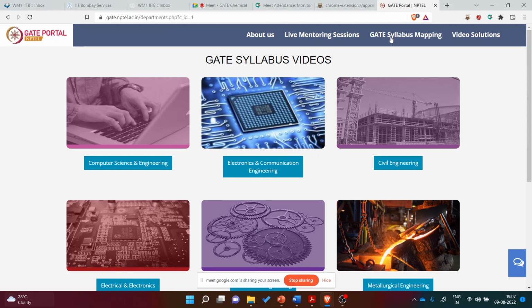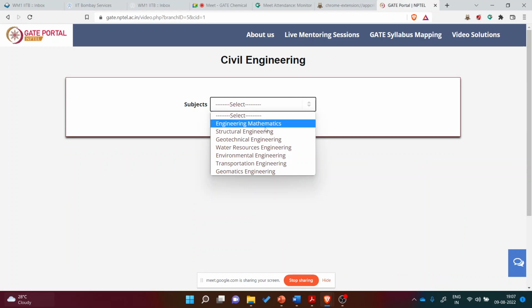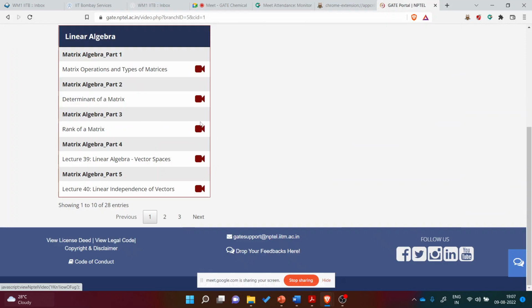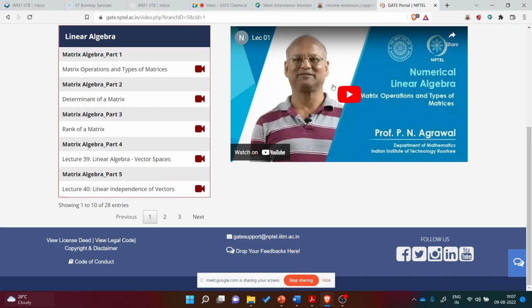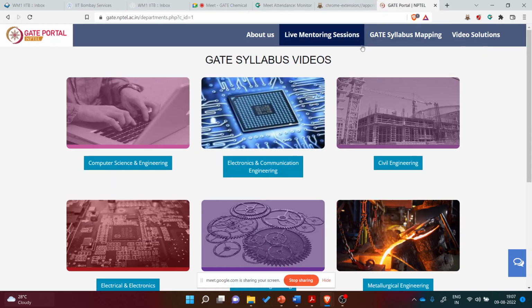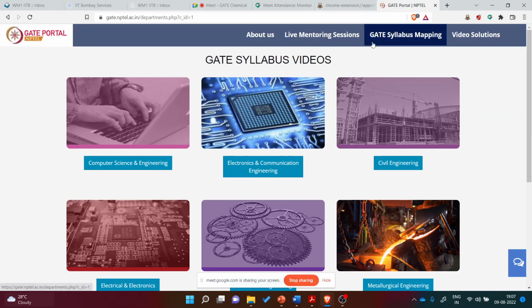This is the GATE syllabus mapping. For various disciplines, let's say for civil engineering, you will get subject wise topics which are linked to NPTEL course videos. Right now we don't have this GATE syllabus mapping for the chemical engineering department, but we are working on it and it will be available very soon. This mapping will help you understand the concepts related to the GATE paper.